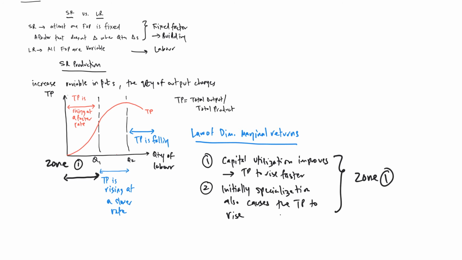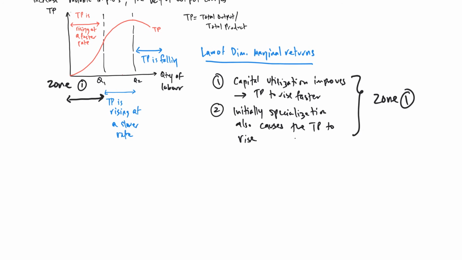Is that fine? Then comes a point when TP is rising at a slower rate. Let's call this zone number 2. Okay, in zone 2, TP is rising at a slower rate.